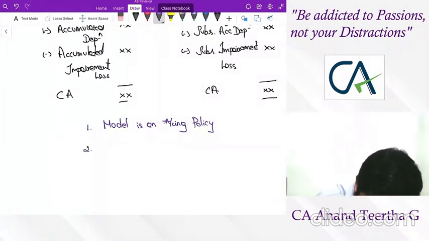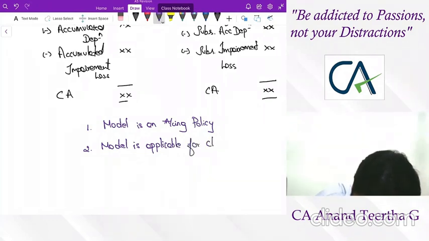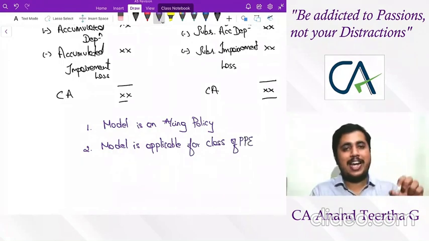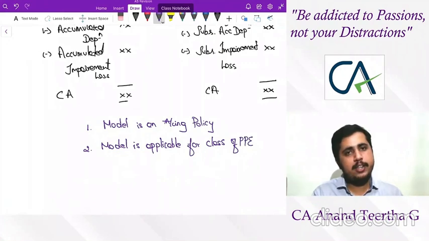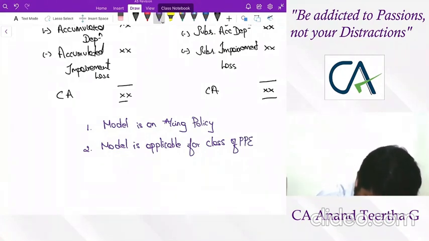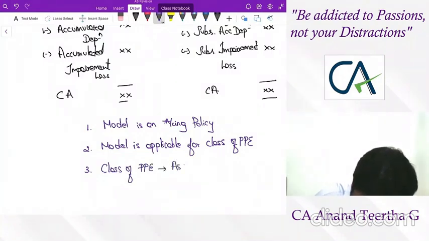Second, once you choose a model, it is applicable for a class of PPE. So for the entire class of PPE, the model is applicable. Third, what do you mean by class of PPE? Class of PPE basically means assets having similar nature and use.